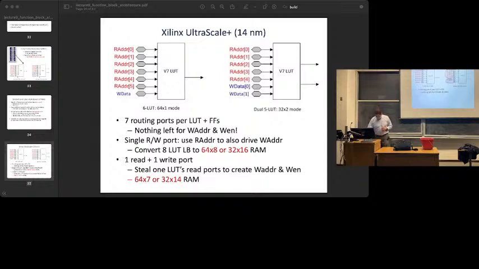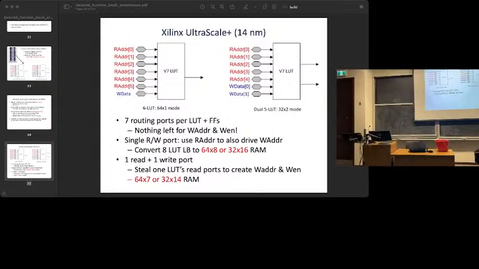So any idea? They do work around this. Any idea what they did? They could just add 1 more routing port, but they don't want to do that because they like 7. 8 is more expensive. What do you think they'd do instead? So they do share it across the whole logic block, so they use the same trick, but they've got to find a way to get enough routing ports. They've got none left per LUT, basically.